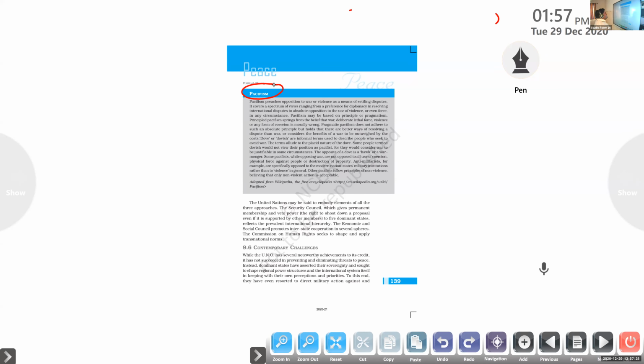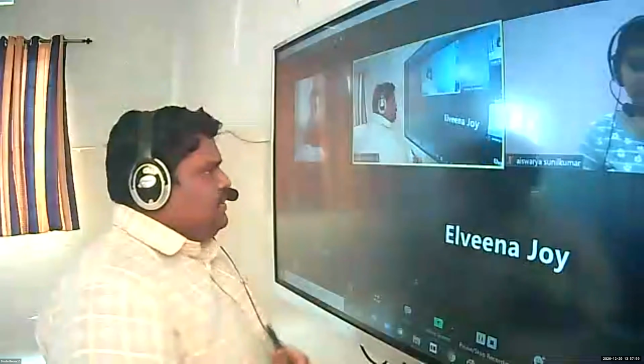Pacifism preaches opposition to war or violence as a means of settling disputes. Not setting disputes, but settling disputes, solving disputes. It covers a spectrum of views, ranging from the preference for diplomacy in resolving international disputes. What do you mean by diplomacy? The pacifists give importance to the word diplomacy.